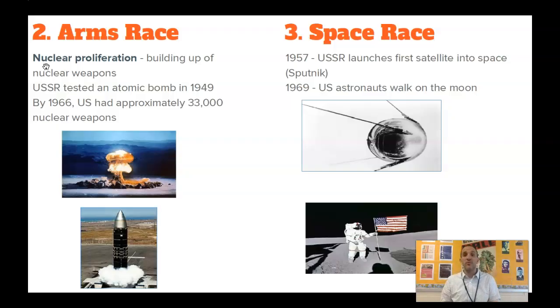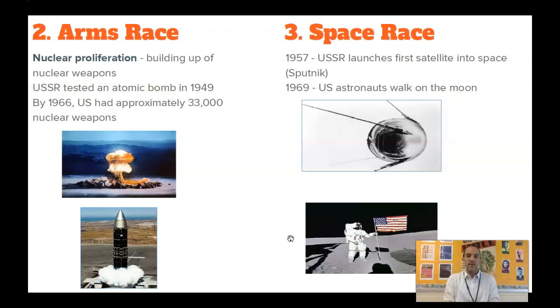The other thing is the space race. In 1957, the Soviet Union launches the first satellite into space. It is called Sputnik, which is right here. This is a picture of it. And the U.S. and the government and the people in the U.S. freak out. They're like, oh my gosh, there's a satellite in space. It's going to be spying on us. Who knows what it's going to do?